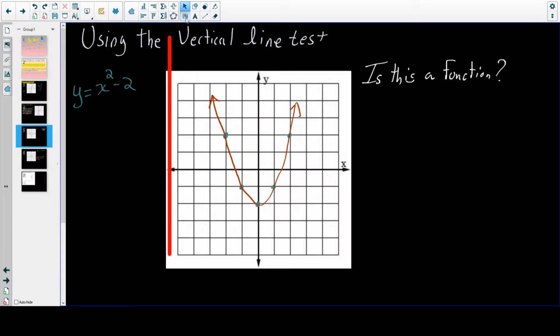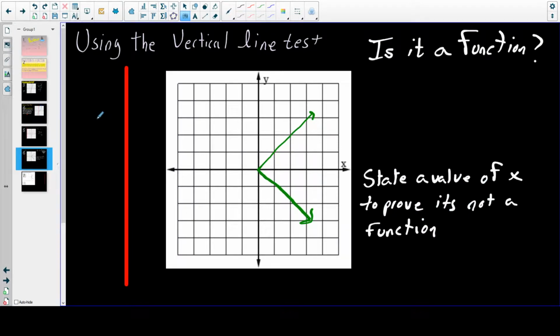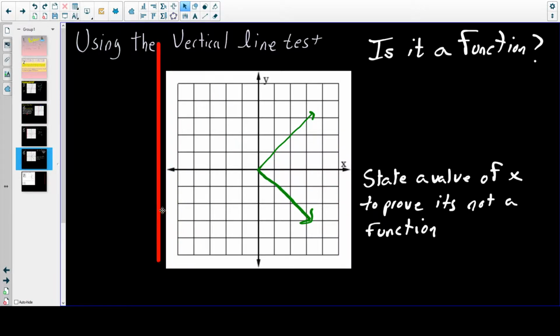Well, my answer is going to be yes. Okay, let's move on. Let's use the vertical line test. Is this a function? Again, you can use the whole idea of testing different points, but it's just way easier to use our vertical line, moving our vertical line through.